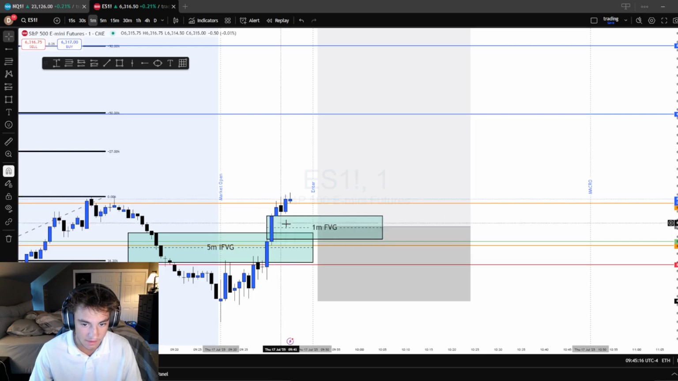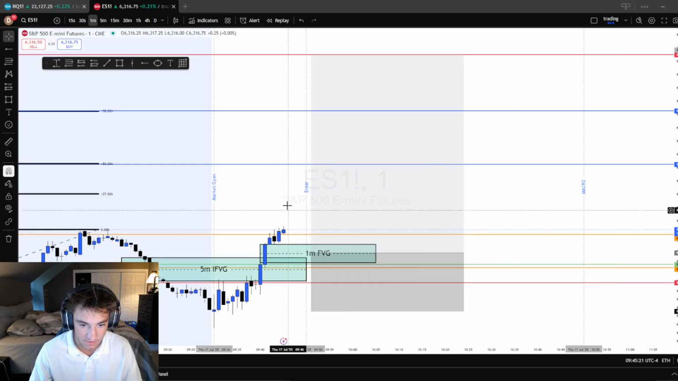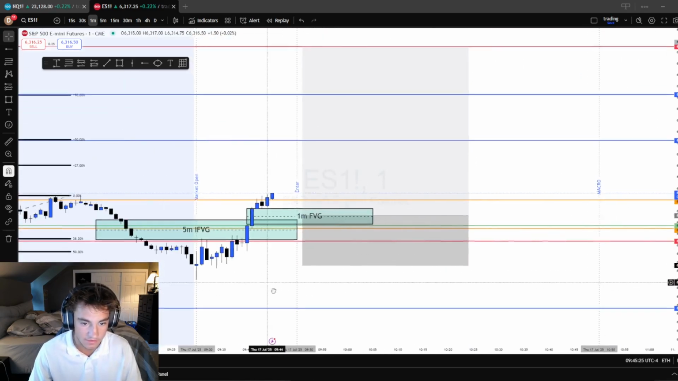I mean, we didn't even come back into this 1 minute fair value gap. I would just be gambling, basically. That's FOMO. I want to see a retrace before I enter. And if I don't get it, then I lose the trade. That's just part of the game.